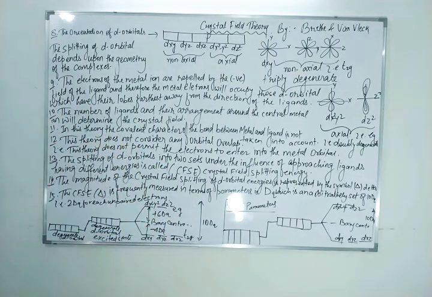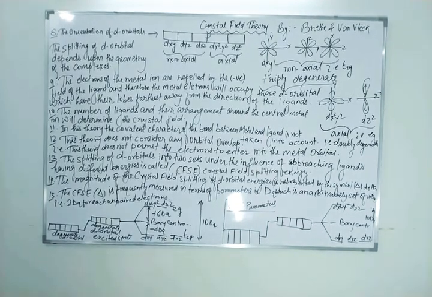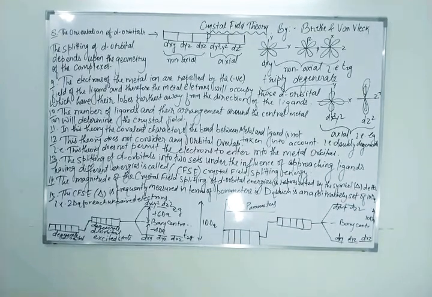So here you can see the values. The energy associated with the lowest split orbital, the ground term, is called crystal field stabilization energy.